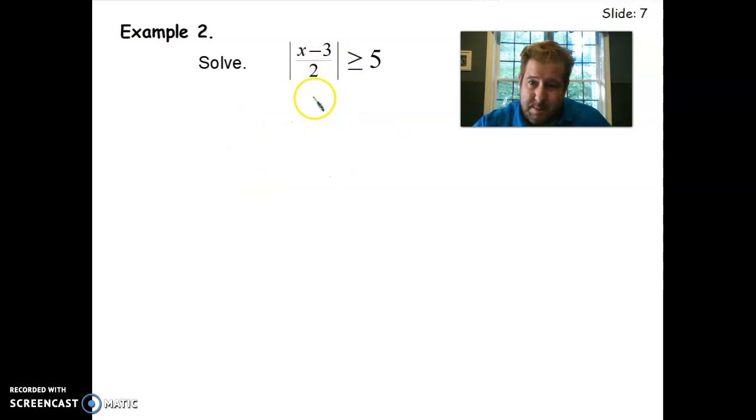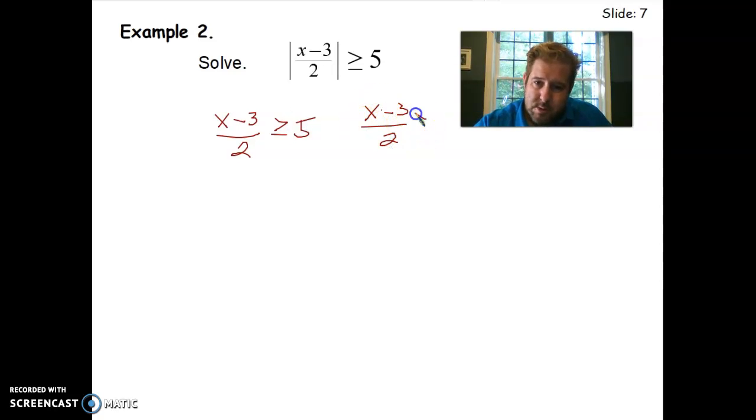For this one, this is similar to the one that I skipped, so this is greater than. You have x minus 3 over 2 is greater than or equal to 5, or you have x minus 3 over 2 is greater than or equal to negative 5. So you're just going to simply solve it twice.